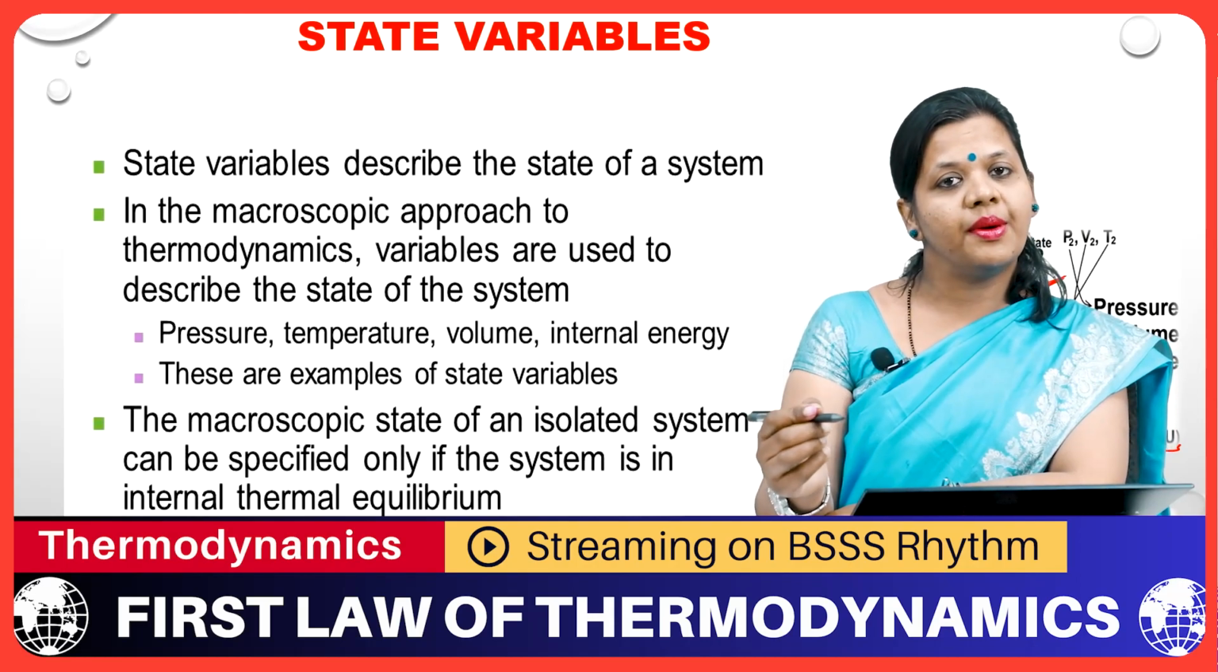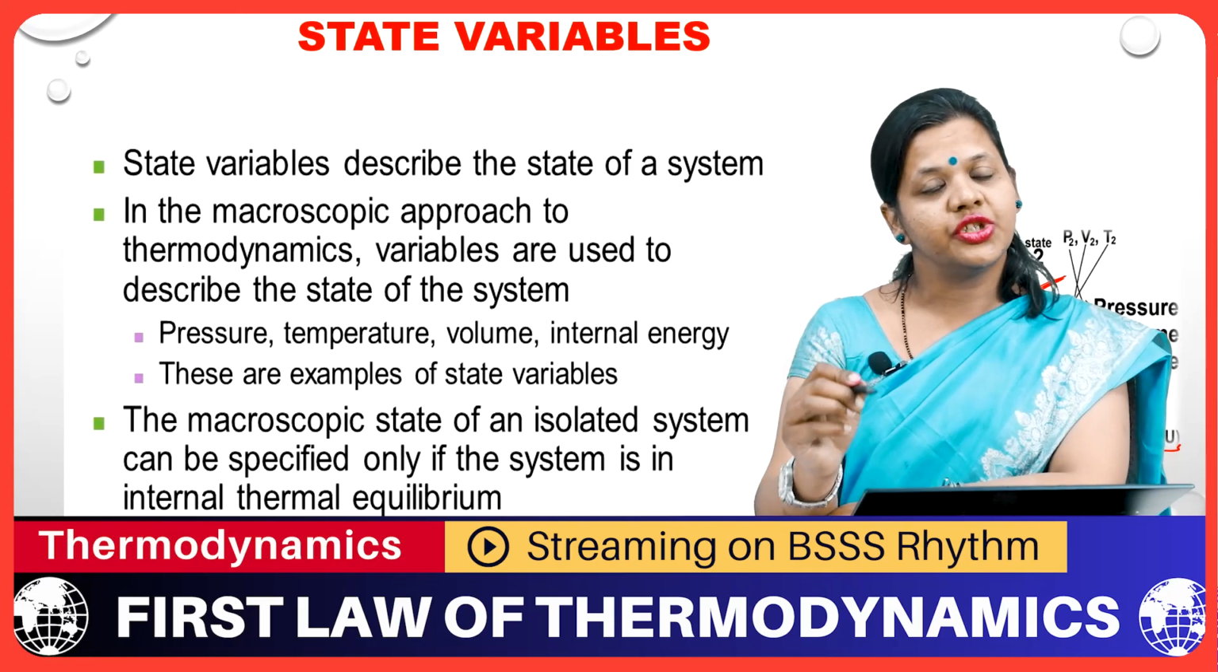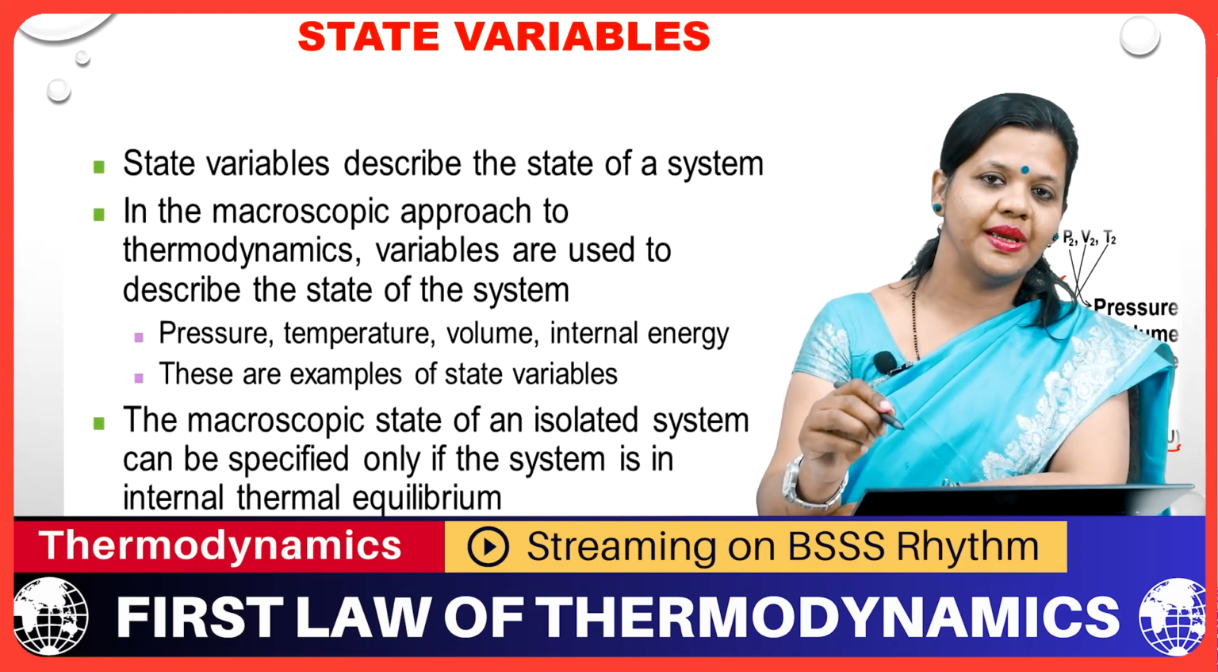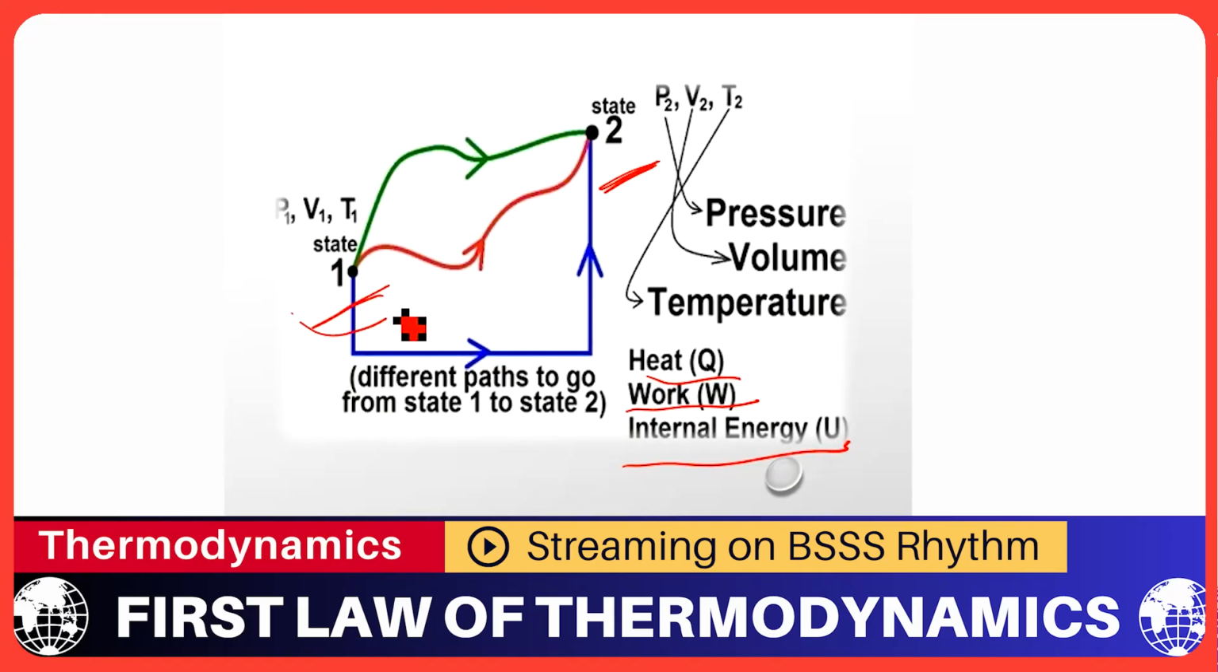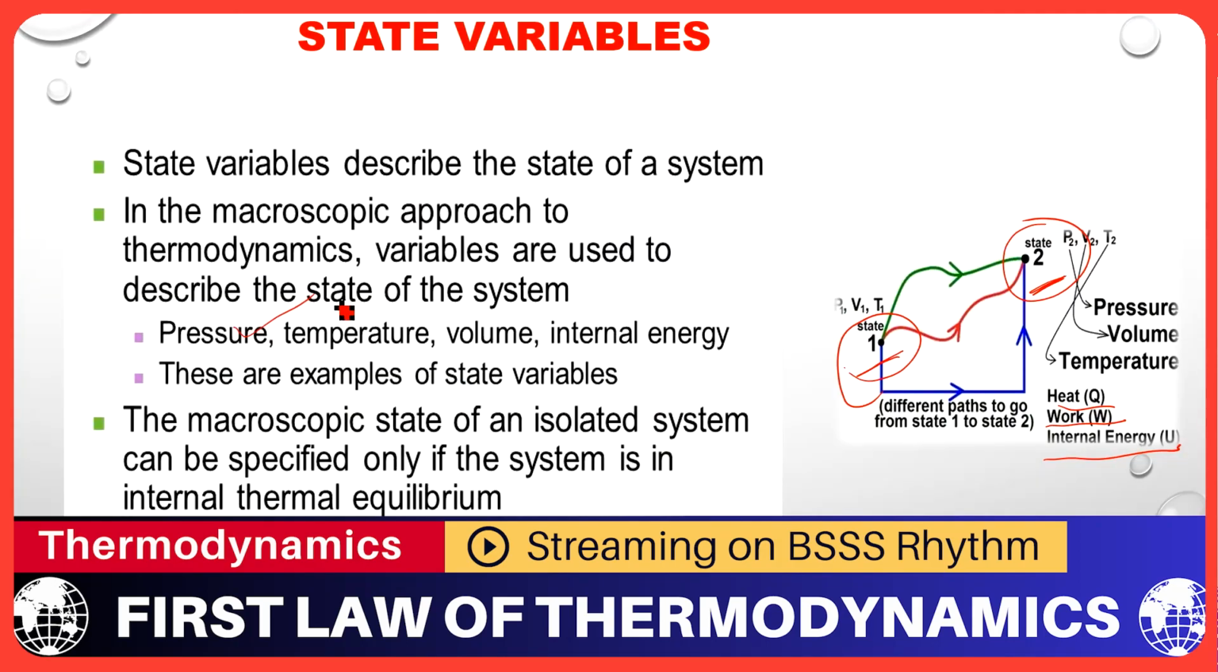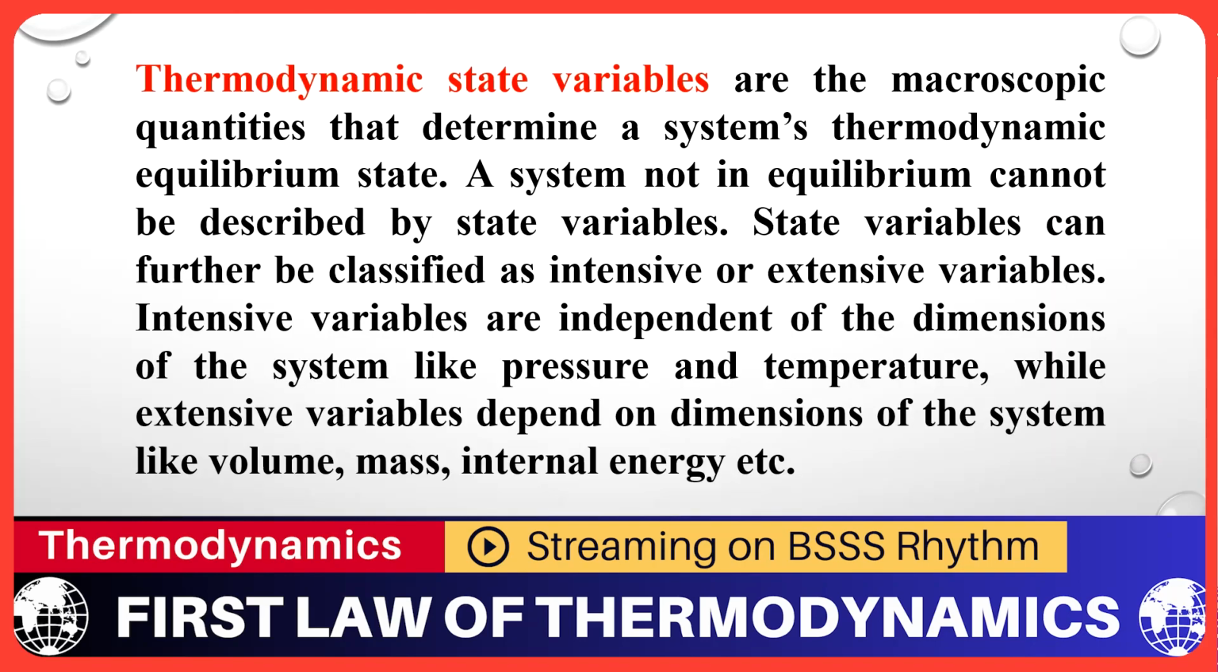And if we talk about the change in internal energy, its value is basically the difference of its value at the initial state and the final state. So, these macroscopic properties which are used in thermodynamics, these variables, are used to describe the condition of the system, for example pressure, temperature, volume are a few which we can consider.